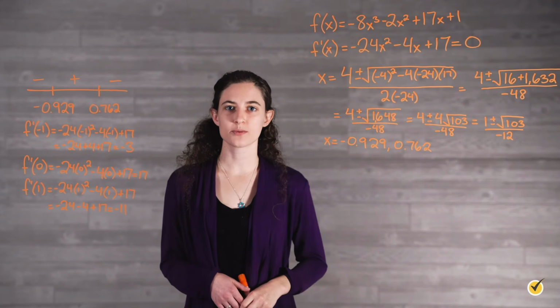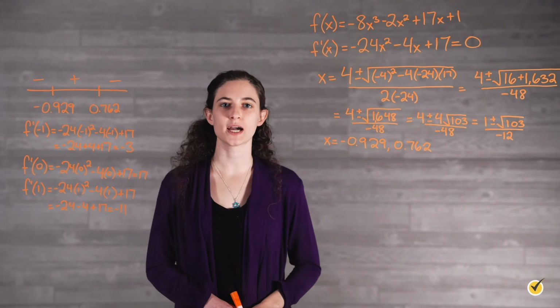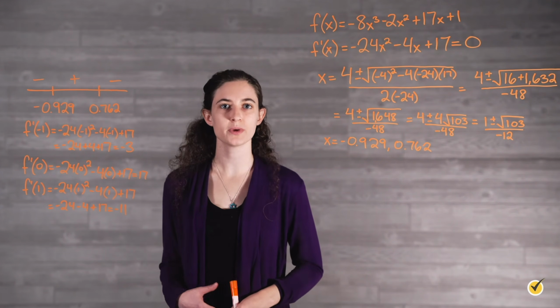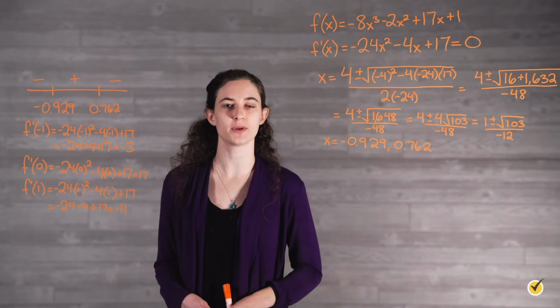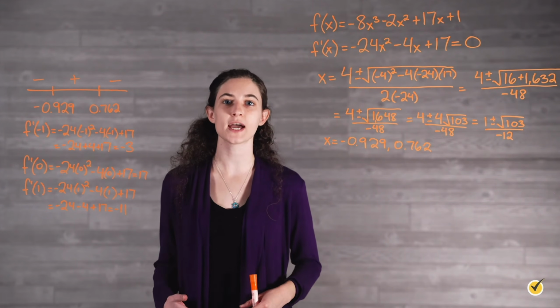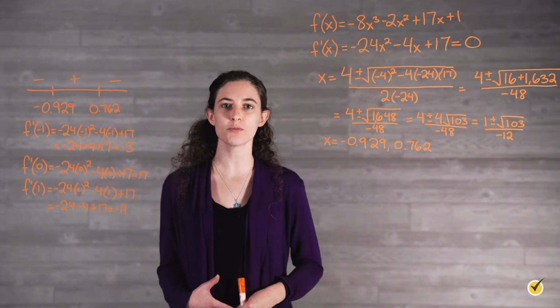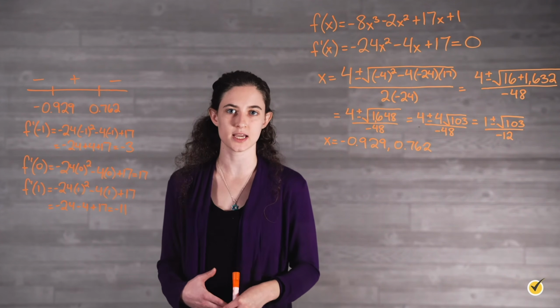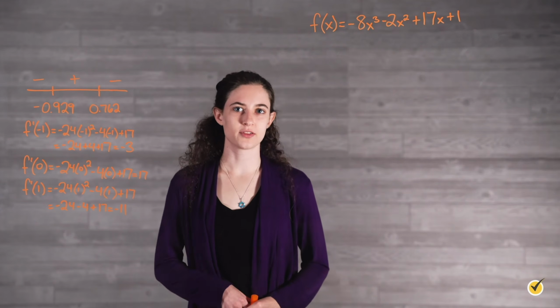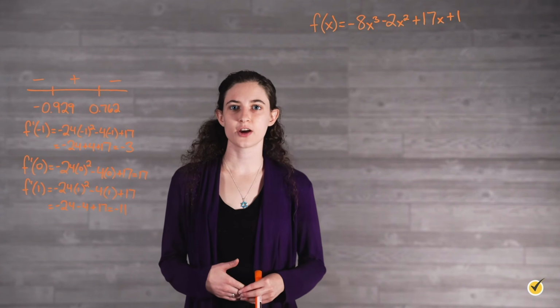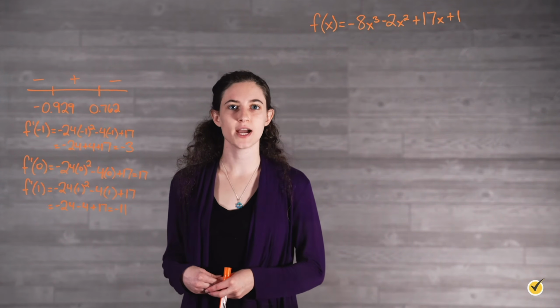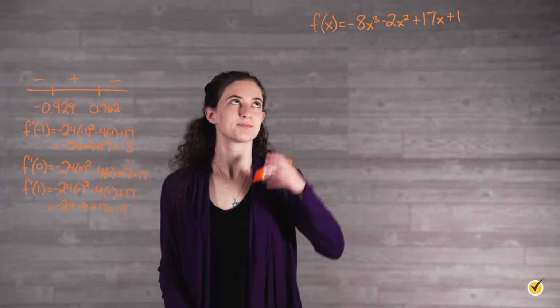Now we can determine that the point x equals negative 0.929 is a relative minimum because the slope of the function changes from negative to positive, and the point x equals 0.762 is a relative maximum because the slope of the function changes from positive to negative. Now let's sketch a graph of the function. First, we need to find our y-coordinates that correspond with our x-coordinates at our critical points.